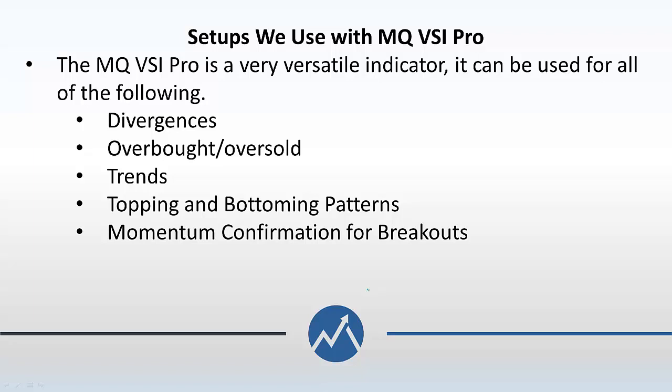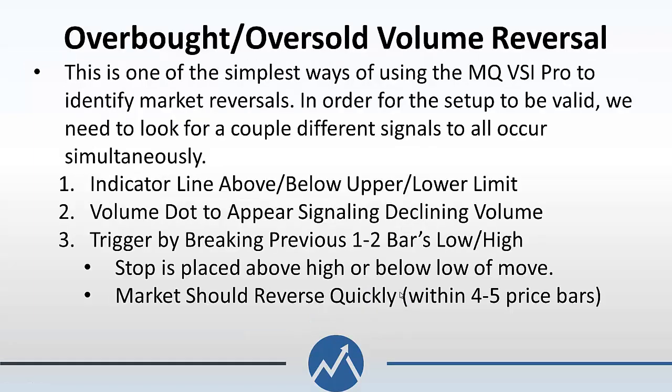Now, although there are a lot of different ways of using the VSI, we only have a limited amount of time tonight. We don't want to keep you here all Sunday night, of course. So we're going to focus on a couple of them in today's webinar that are really powerful. The VSI Pro is a pretty versatile indicator and can be used for all the following strategies. You can look for divergences, overbought, oversold, trends, topping and bottoming patterns, momentum confirmation for breakouts. So it's a very useful tool in a lot of different ways, and we'll talk about a lot of that in the workshop. But tonight we're going to talk about three of the main ones.